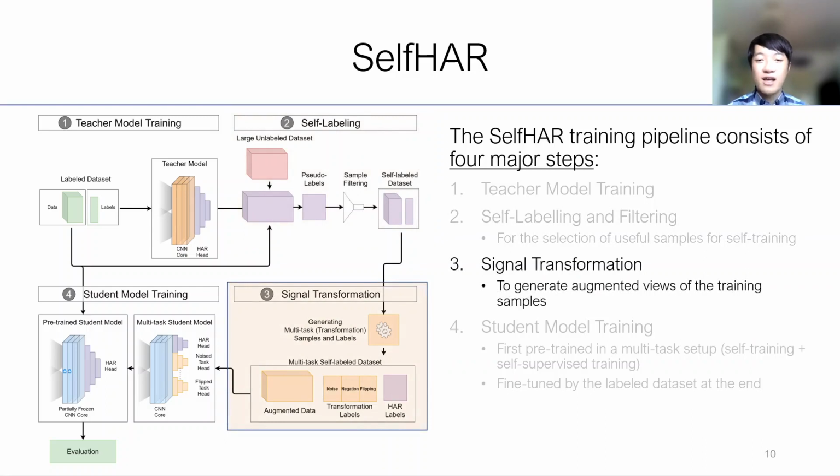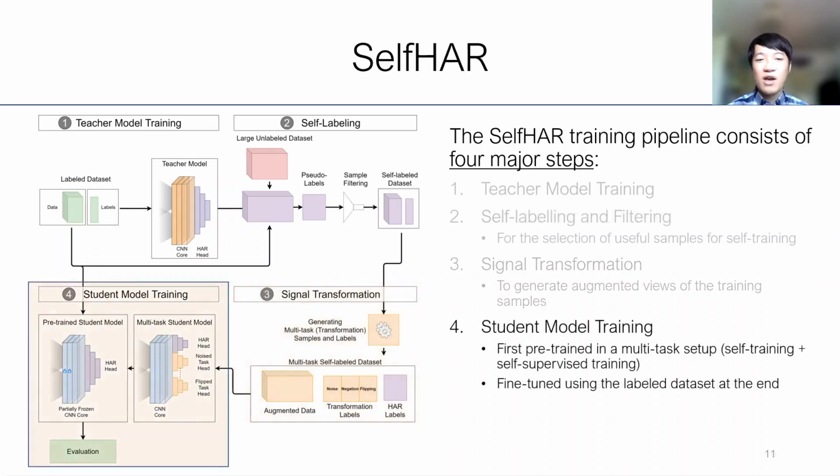And then we combine this self-labeled dataset with self-supervised learning techniques to generate multitask transformation samples and labels by augmenting the data samples with signal transformation. This forms the multitask self-labeled dataset, which consists of the augmented data, the transformation labels, which indicate which transformation has been applied, and the HAR labels. And finally, we first pre-train the student model in a multitask setup involving both self-training and self-supervised learning, and then we fine-tune the student model using the labeled dataset at the end.